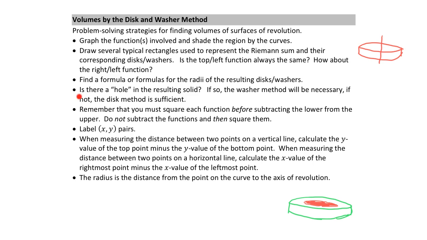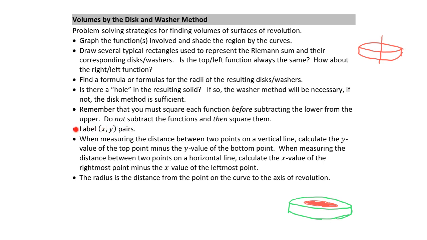Again, is there a hole in the resulting solid? Holes occur when there is space between the region that we're revolving about the axis and the axis itself. If so, we need to use the washer method. We'll get to that in a little bit. You have to square the function before you subtract the lower from the upper. What? Before we... Okay, so if we have a washer method situation, we're basically going to be taking two volumes, subtracting one from the other. You want to square the radiuses before you do that subtraction.